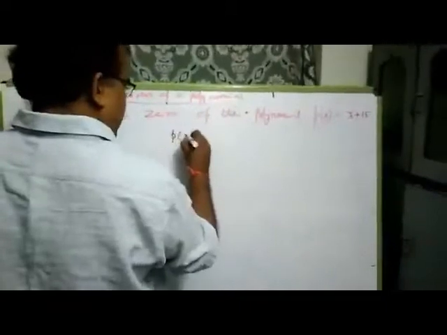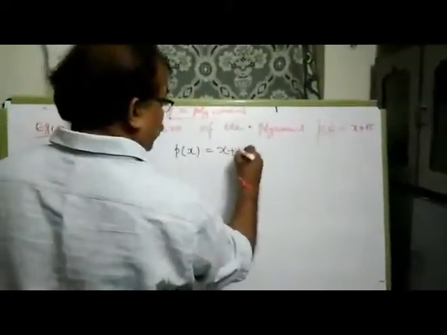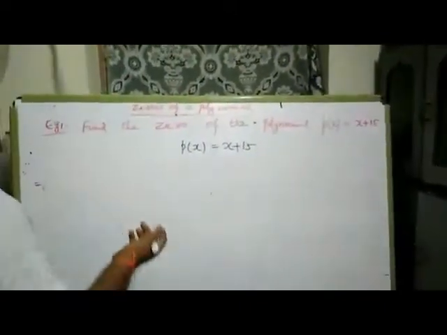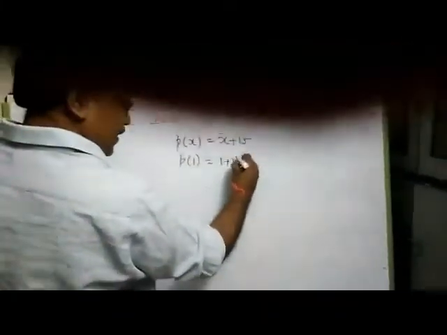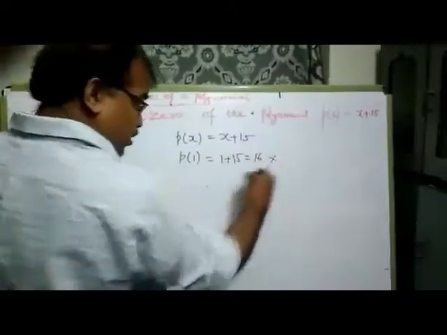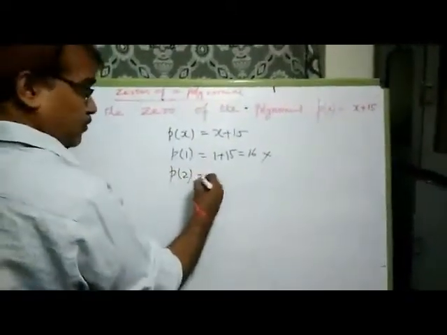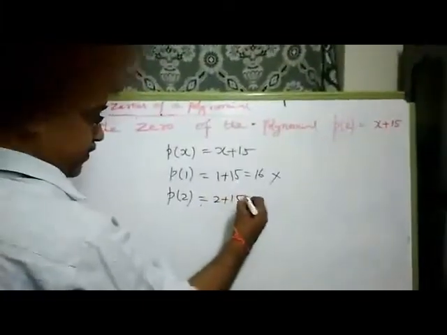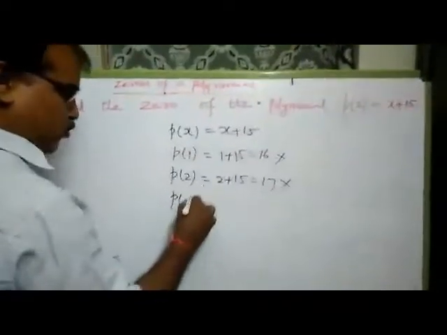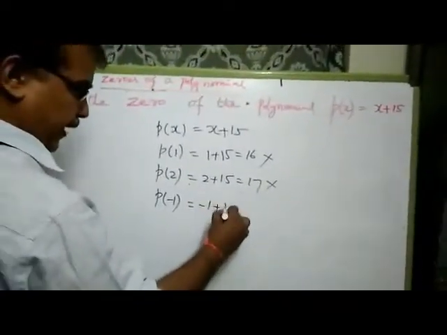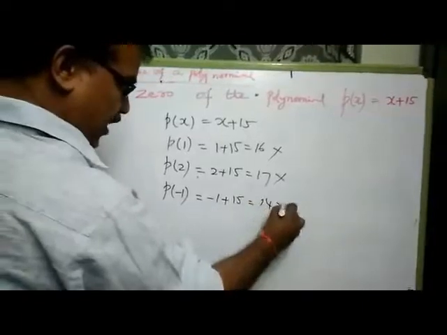Here is one example. Find the zero of the polynomial p of x is equal to x plus 15. How to find it? By using the trial and error method, it will take more time. P of 1 is equal to 1 plus 15 is equal to 16, so it is not a zero of the polynomial. P of 2 is 2 plus 15 is equal to 17, not a zero. P of minus 1 is minus 1 plus 15 is equal to 14, not a zero.